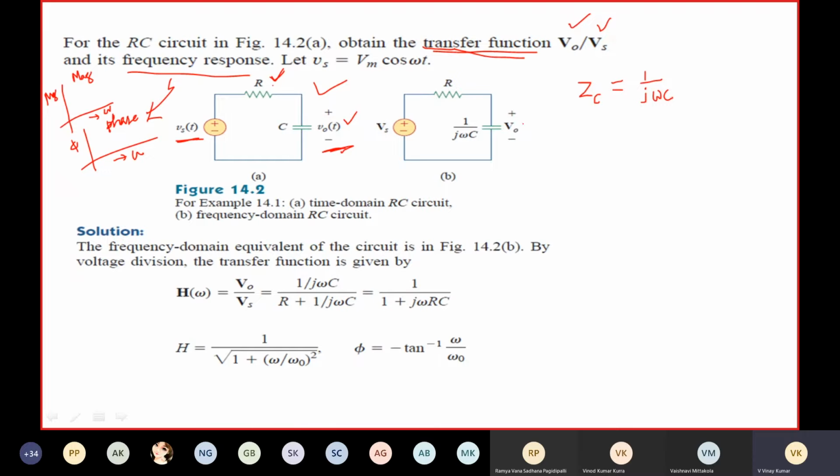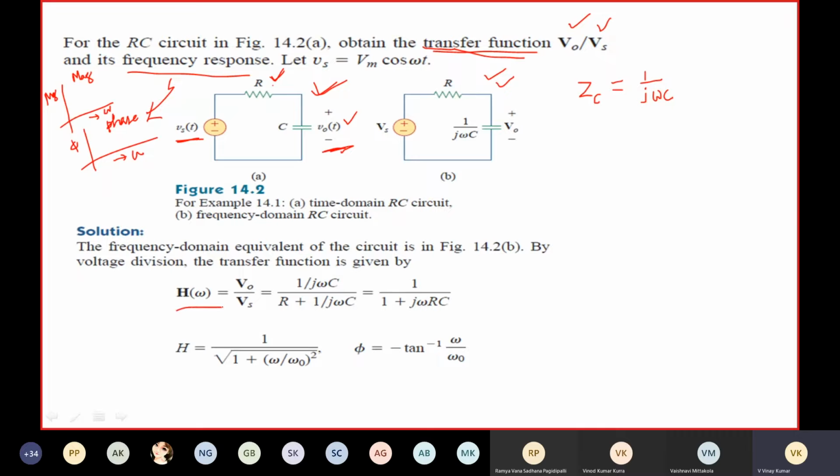You are collecting voltage at the capacitor. Simply V0, the voltage in the frequency domain. You can write it as V0 or V0 of omega, both are correct. 1 by j omega C is the impedance of the capacitance. This is the circuit in the frequency domain, as the earlier one is in the time domain.